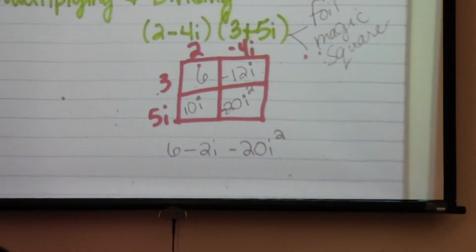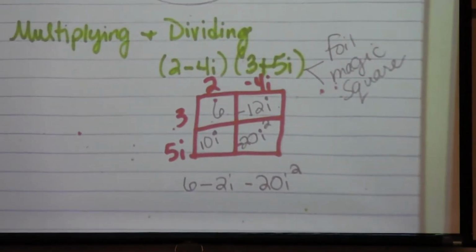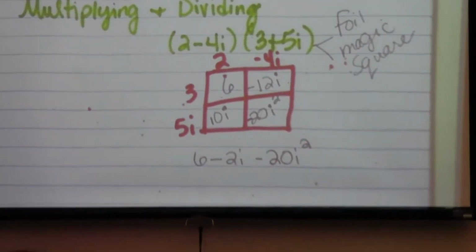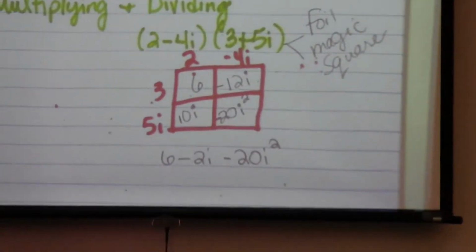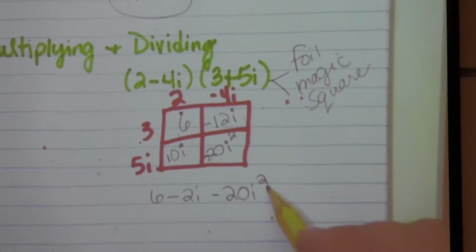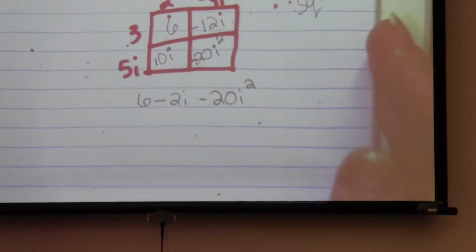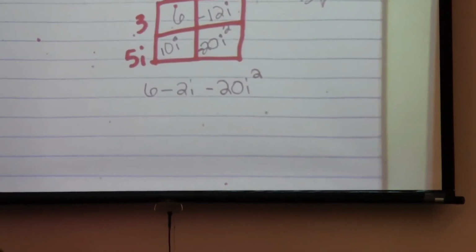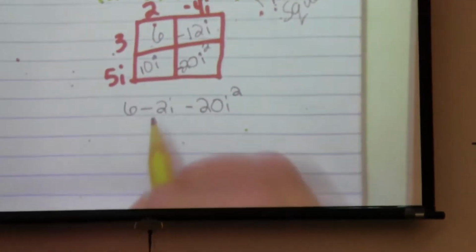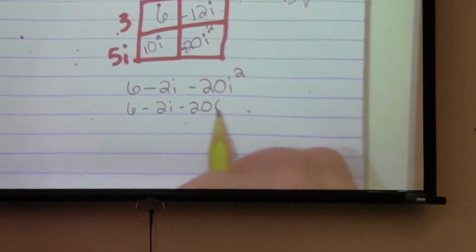Is everybody good so far? Yeah. All right. And if you went that far, you would get some credit for our assignment. But on the previous page, we just said that i squared equals what? Negative 1. Yes, exactly. So really we have 6 minus 2i minus 20 times negative 1.